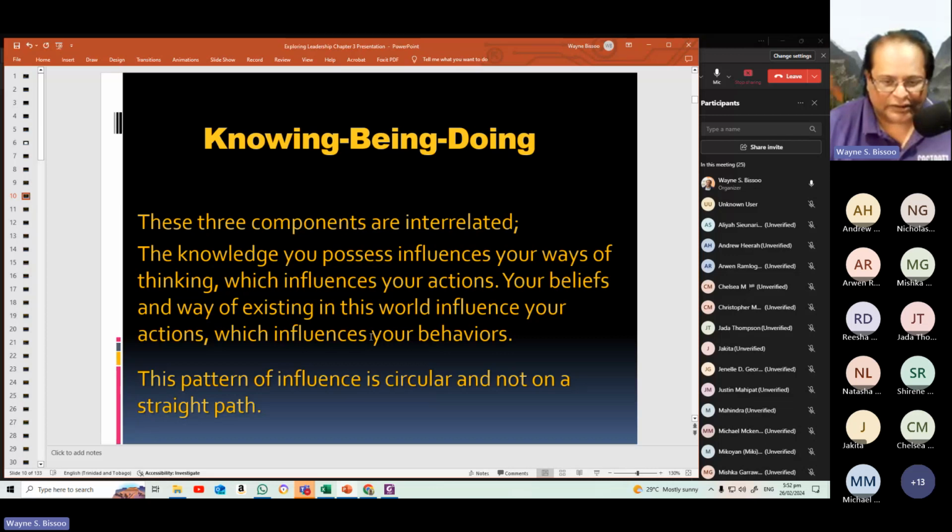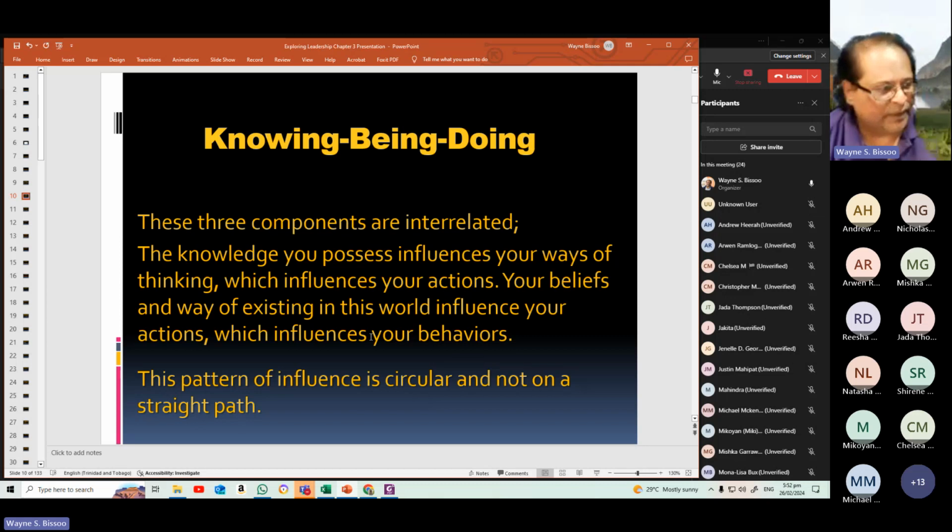This is a pattern of influence that is circular in nature and is therefore not a straight kind of path. So if we think about it, the way in which we behave is really shaped a lot by what we value in life. So your belief structure is going to be an important element in determining your behavioral patterns. So understanding yourself better is going to be critical for you to be able to effect change if you have change to make. As with anybody, nobody's perfect.